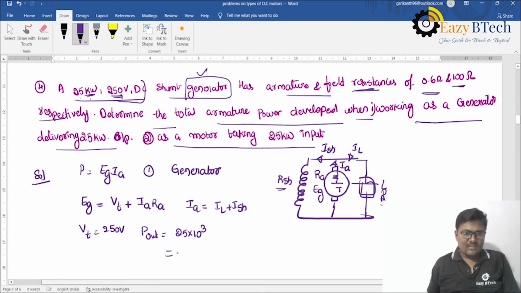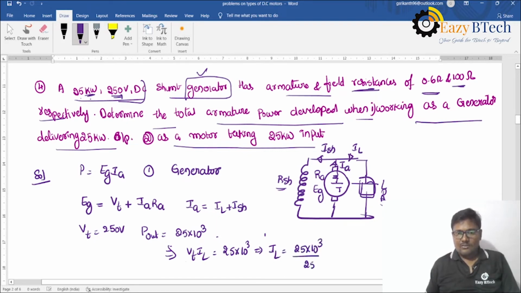This power is Vt into IL, so divided by voltage. If you give the voltage, then I get the load current. So Vt into IL is equal to 25 into 10 to the power of 3, and IL is equal to 25 into 10 to the power of 3 divided by 250. So the load current is 100 amperes.